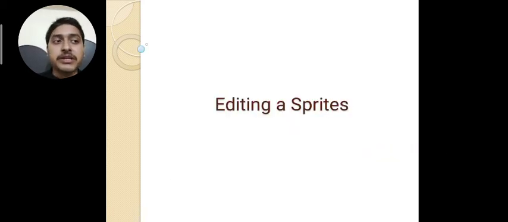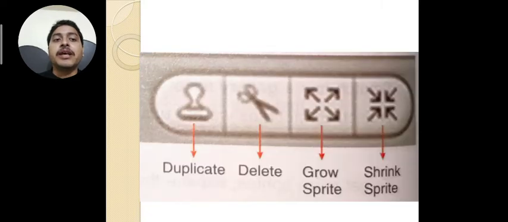Now editing a sprite. How can we edit a sprite? There are 4 buttons to edit a sprite. The first button is a stamp tool. It looks like a stamp. It is your duplicate button. After clicking here, whatever the sprite we are using, a duplicate of that sprite will appear on the screen. Means where we are creating our sprite, these tools will work there. So to create duplicates, we should use this option.